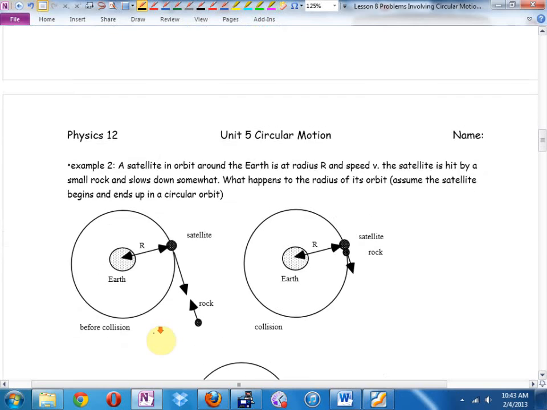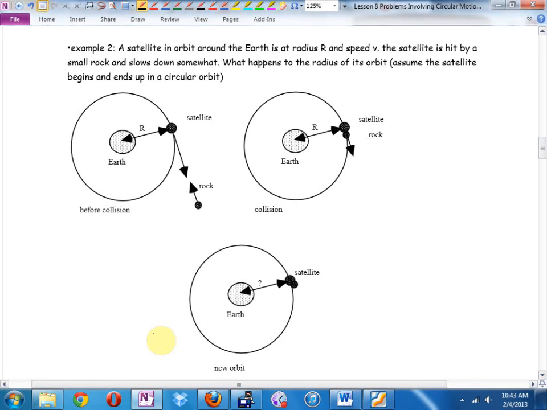Turn the page. We're going to do a little thought experiment. Now, in this imaginary experiment, in real life, this would never happen, but humor me.